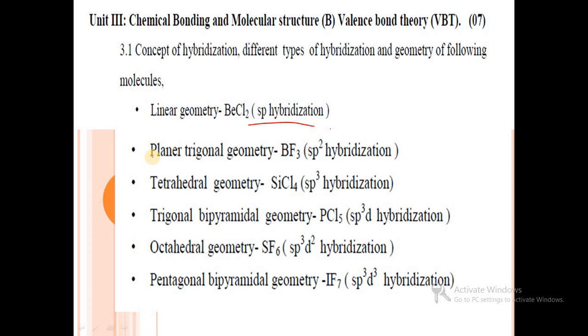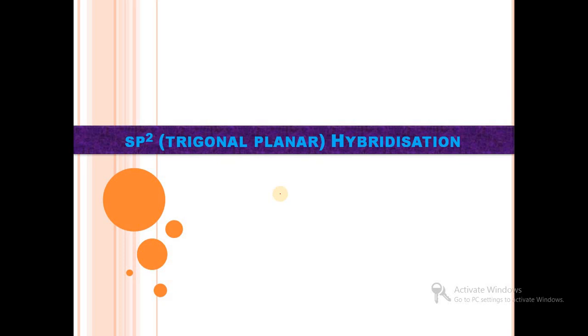In this video we will see details about the sp2 hybridization with respect to the BF3 molecule and sp3 hybridization with respect to the silicon tetrachloride molecule. First one, sp2 hybridization, that is a trigonal planar molecule.